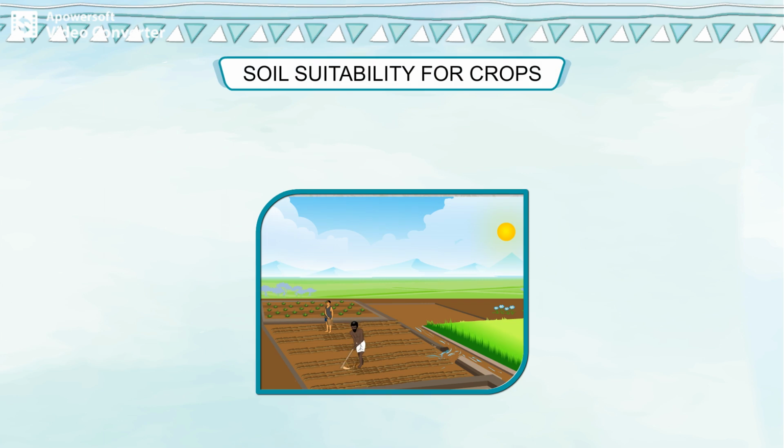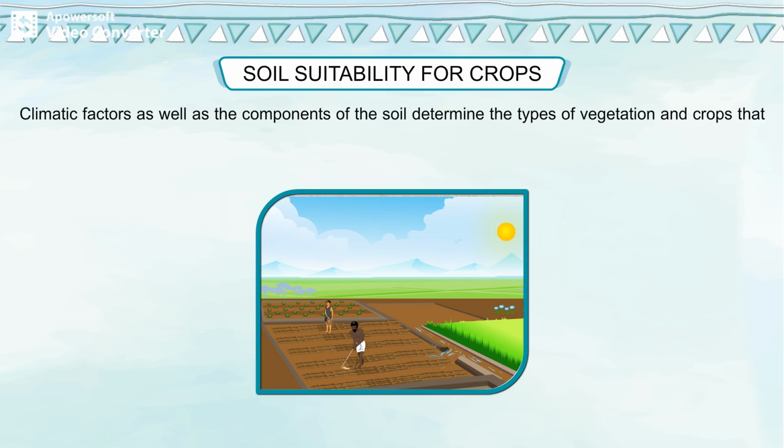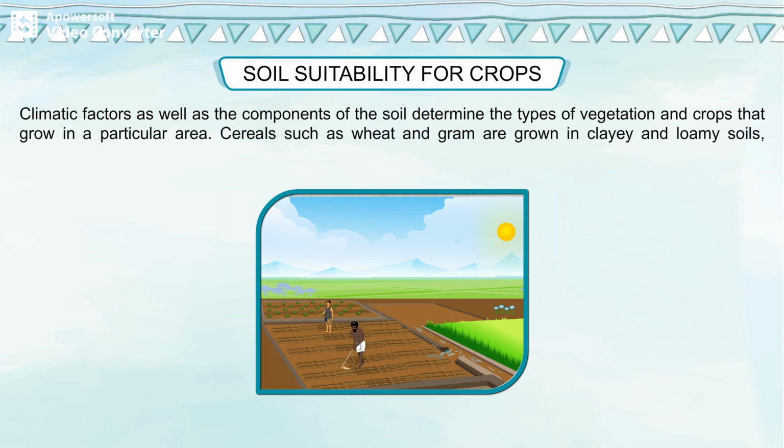Soil suitability for crops. Climatic factors as well as the components of the soil determine the types of vegetation and crops that grow in a particular area.